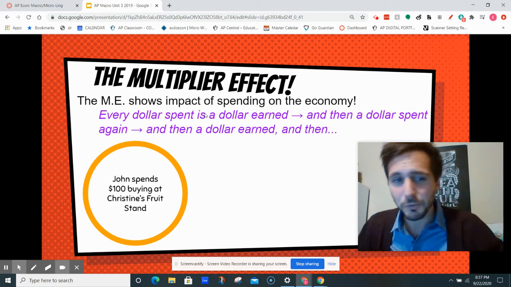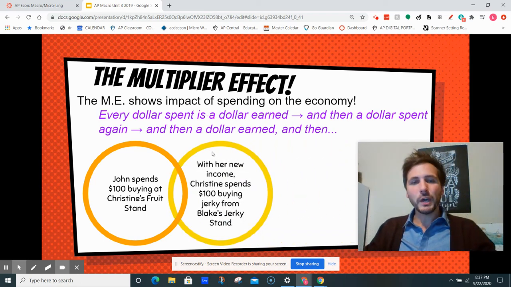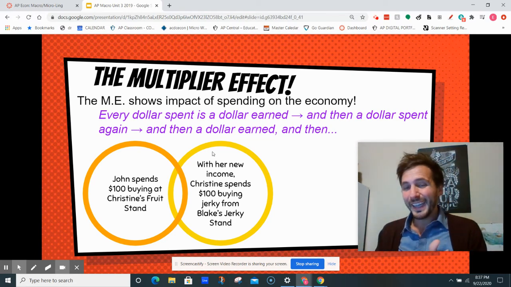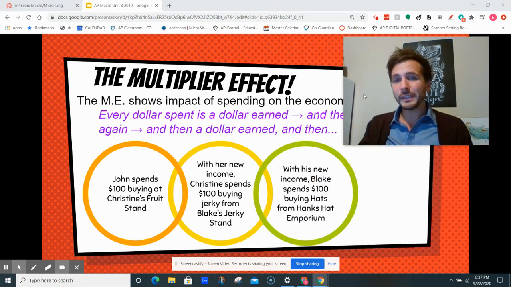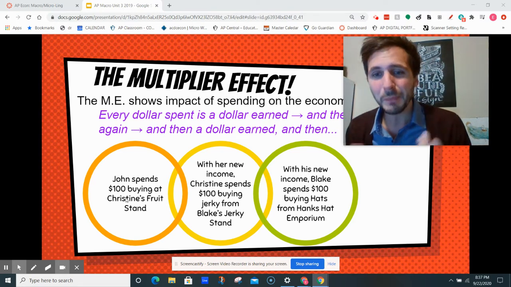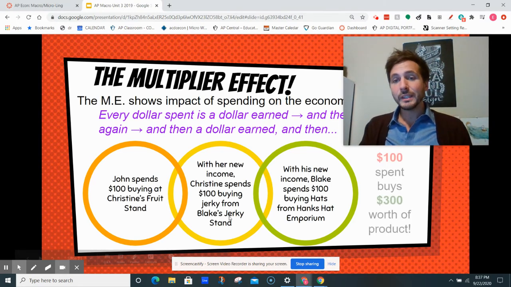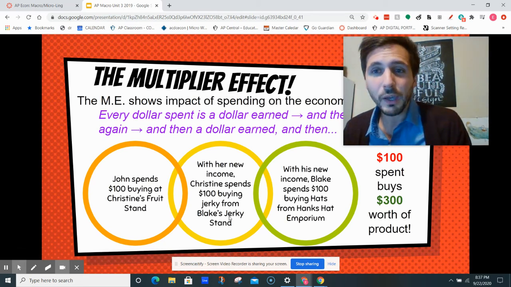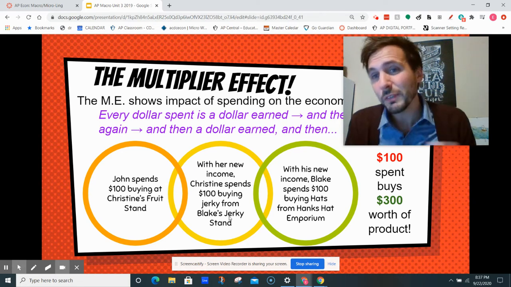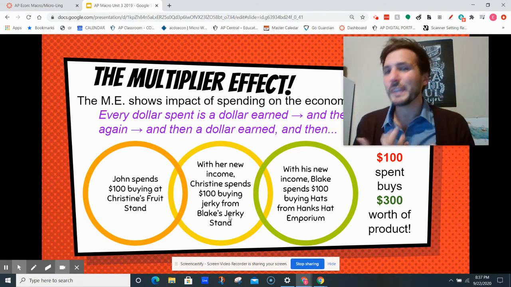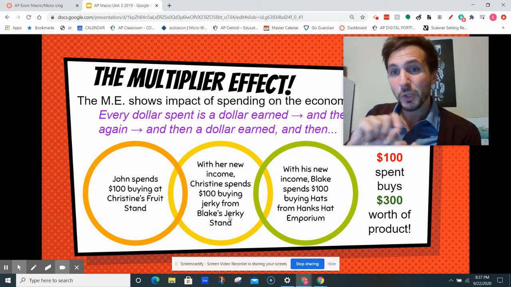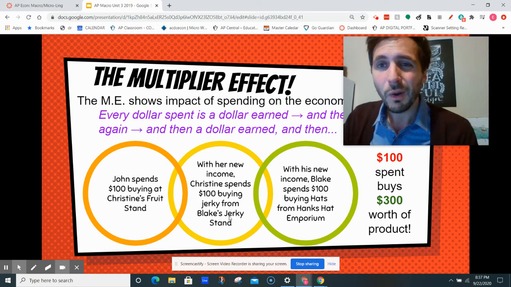So he likes fruit, gets some fruit. Christine gets that $100. She takes it and goes to a jerky stand, Blake's jerky stand, and she spends $100 on jerky. And then after that, Blake takes that money and he goes to Hank's Hat Emporium and he buys $100 in hats. Notice $100 spent initially buys $300 worth of product when we zoom out to look at just a small portion of the economy. The same thing is true for the economy as a whole. A small change in spending will have a multiplied, or we call it a chain income effect over time.